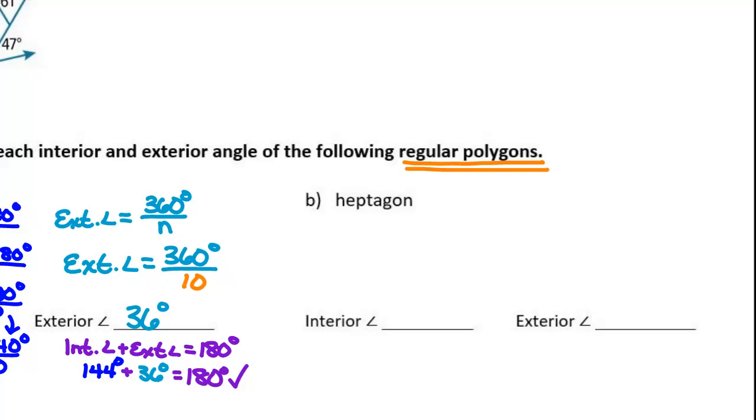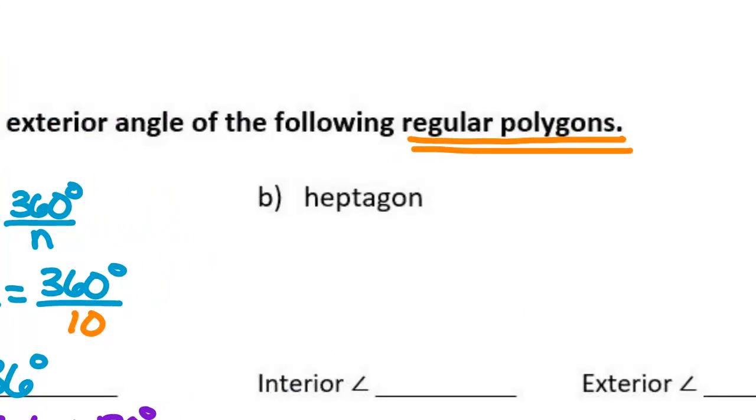It also means that if you can only find one of them, either the exterior or the interior, you could minus it from 180 to find the other one. So if you don't remember the formula, but you do remember how to find the exterior, 360 divided by your sides, you can minus that from 180 to get your interior.